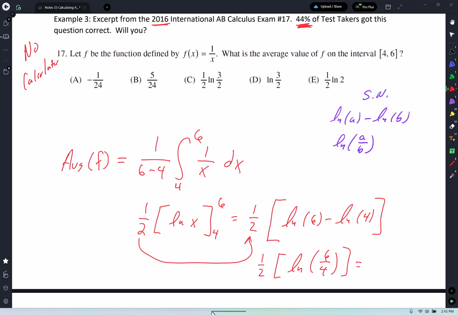6 over 4 reduces: 1/2 ln of 3 over 2. Do you guys see that? How do we feel, guys?